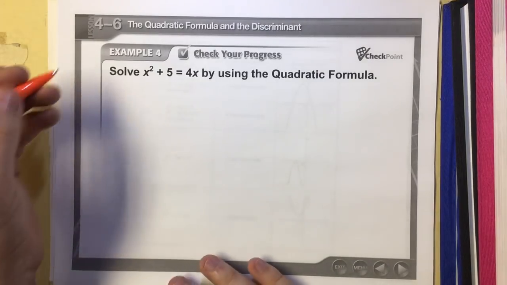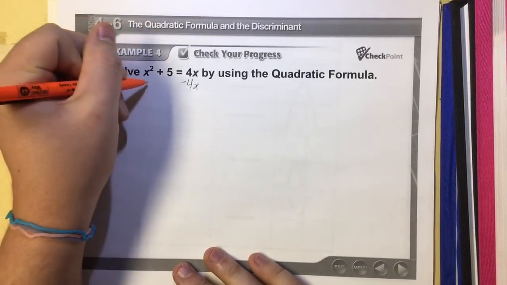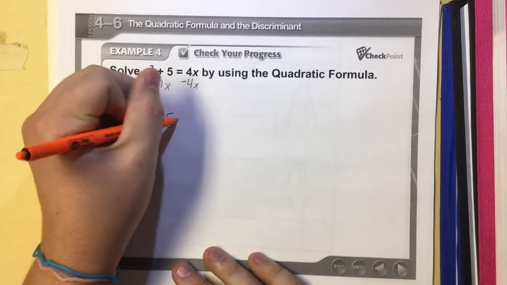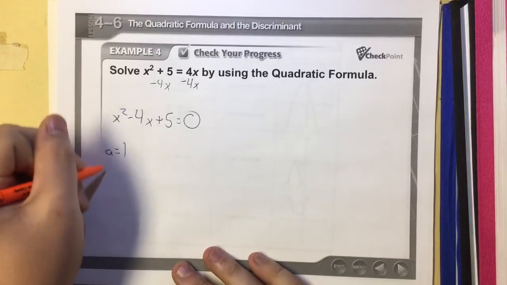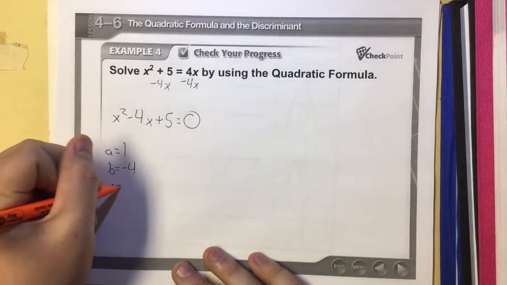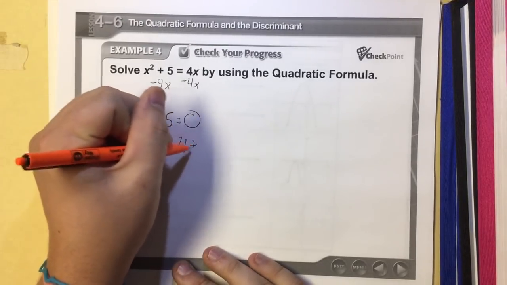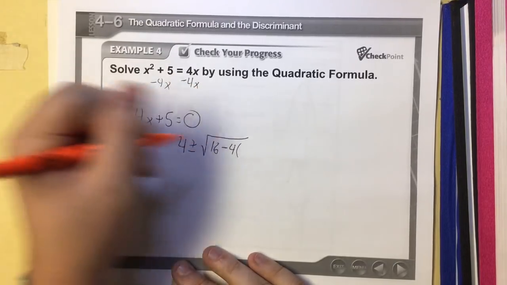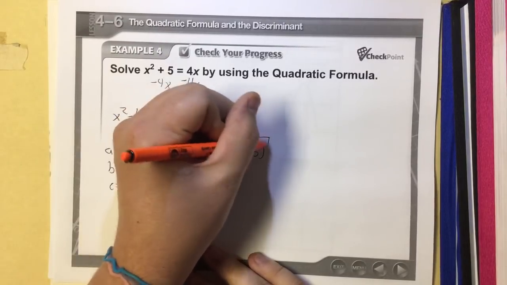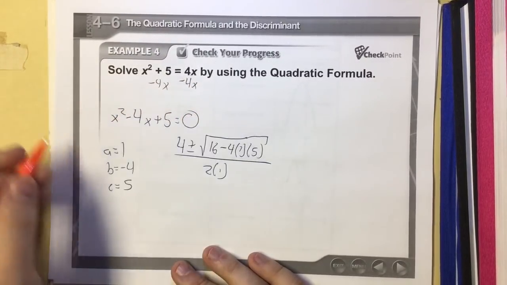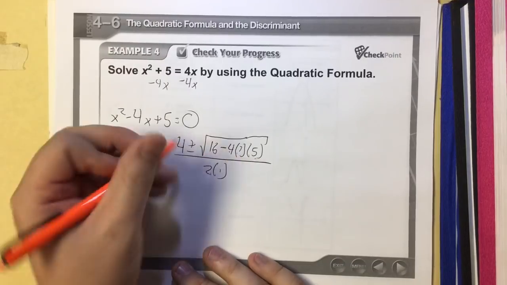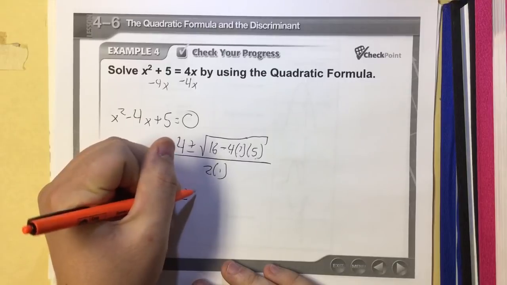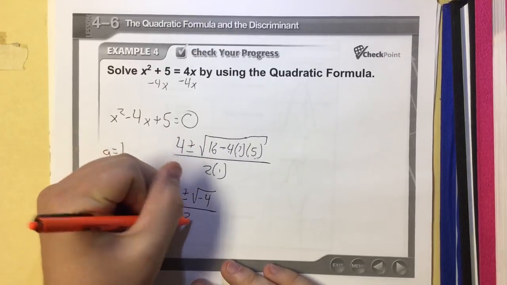All right, here we go. Again, subtract 4x, subtract 4x. X squared minus 4x plus 5 is equal to 0. A is equal to 1, B is equal to negative 4, C is equal to 5. Opposite of B, plus or minus the square root of B squared minus 4 times A times C all over 2 times A. 4 times 1 times 5 is 20. 16 minus 20 is negative 4.